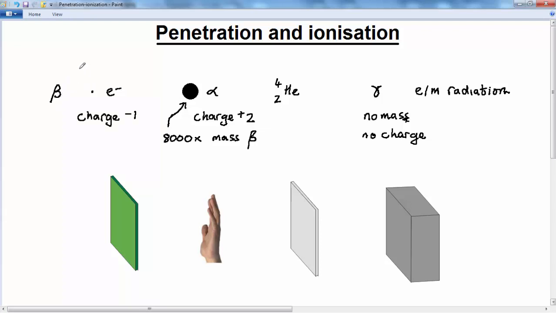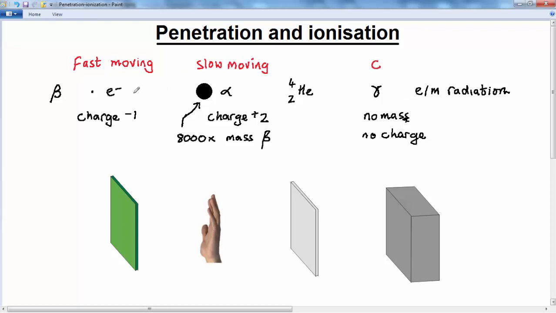Now before we consider their penetrating powers, let's just remember their speeds as well. Beta particles tend to be fairly fast moving objects, whereas the alpha particles, because they're much heavier, tend to be slower moving. And the gamma radiation, which is a type of EM radiation, is extremely fast moving. They move at the speed of light.